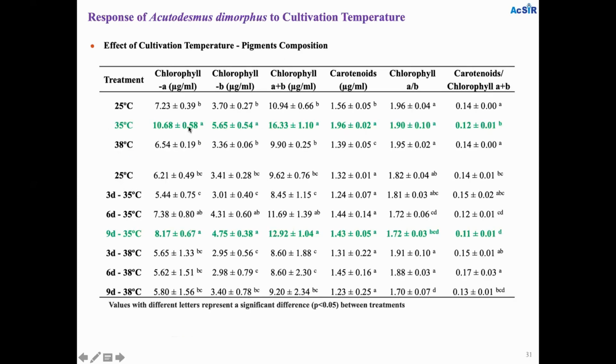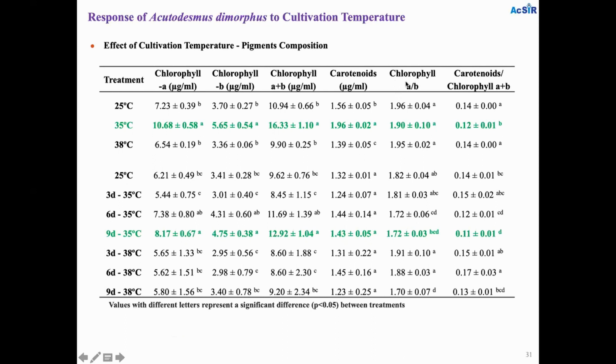So as you can see here, the slide shows the pigment composition of the cell. We should focus on the green part. The accumulation of chlorophyll A and chlorophyll B was the highest at 35 degrees centigrade, and the carotenoids were also highest at 35 degrees centigrade. This suggests that compared to 25 and 38 degrees centigrade, 35 degrees centigrade is the suitable temperature for this strain.